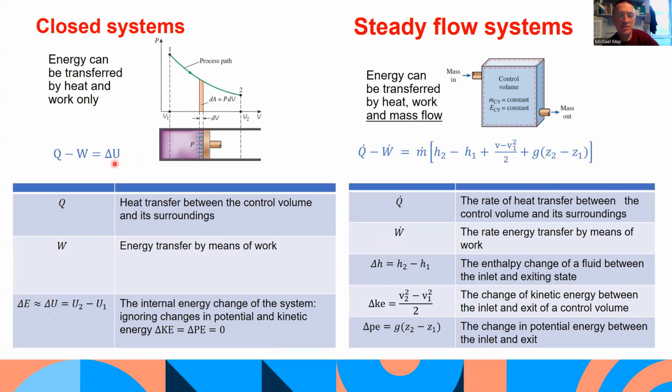So for closed systems, just to reinforce once again, the first law looks like this. It's the heat applied minus the work done by the system equals the change of energy in the system. So we apply heat to that gas, it expands and does work, and that changes the internal energy in the system. For steady flow systems, we apply heat to the system, and there's work done by the system potentially, and then that changes the energy in the system itself, which can come in the change of enthalpy, kinetic energy, and potential energy.